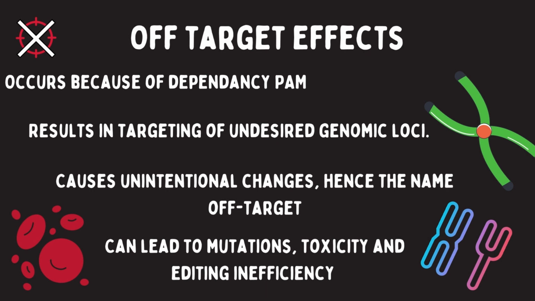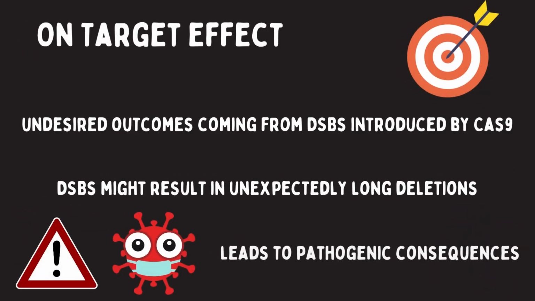Subsequently, the system edits an untargeted sequence of the genome, resulting in unintentional changes, hence the name off-target. Off-target effects can lead to mutations, toxicity, and editing inefficiency. This poses a great challenge to scientists, as cells can be negatively impacted by off-target effects. On-target effects refer to the undesired outcomes coming from double-strand breaks created by Cas9.